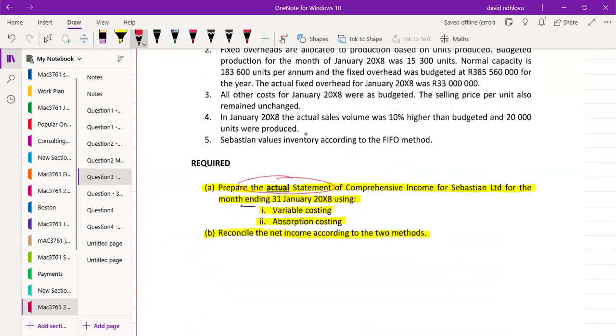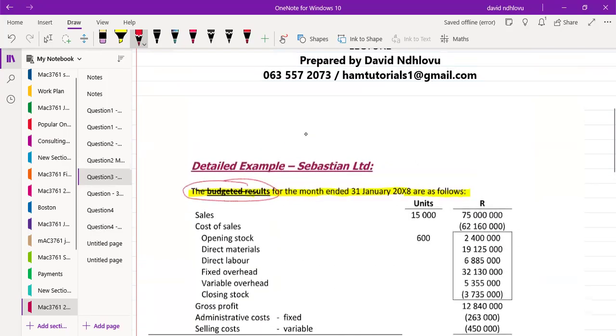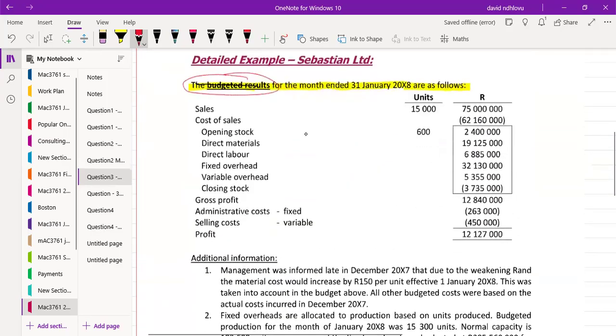So what you always need to do when you're doing an income statement is check whether they want the budget or the actual, because the information that you have is usually adequate for the preparation of both. So you need to make sure that you are complying exactly according to the required. So here we've been given the sales, which is 75 million, and there was a sale of 15,000 units. Right, we have the opening inventory, 600 units, direct material, etc.